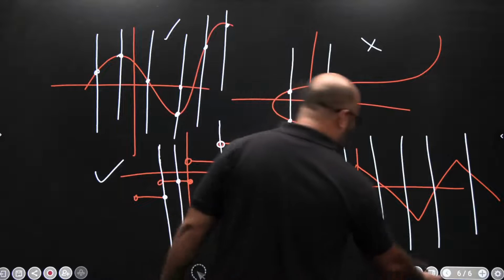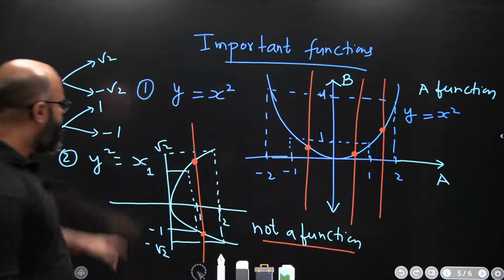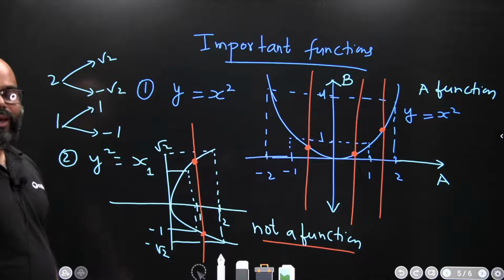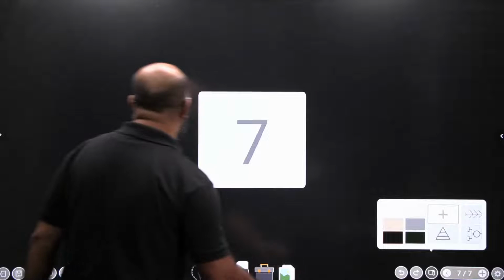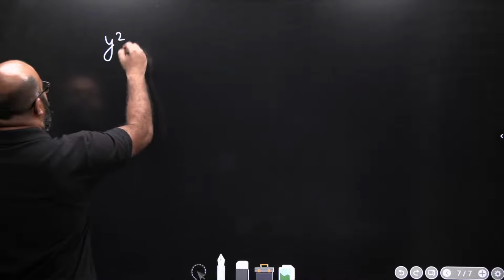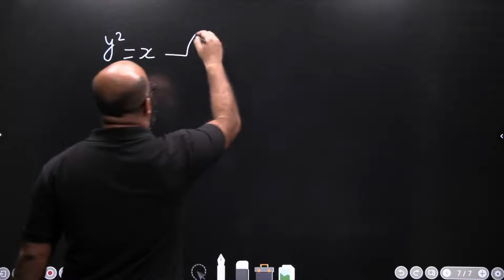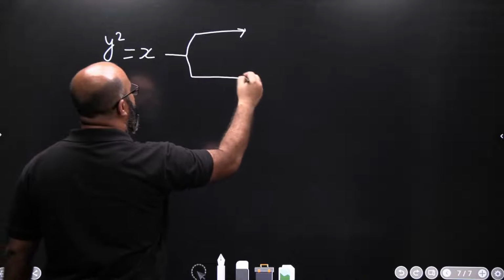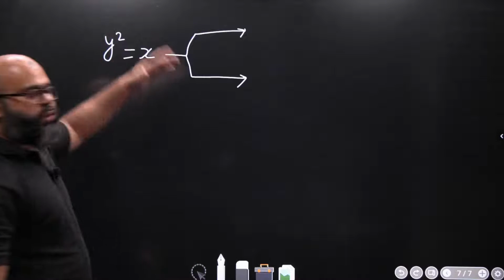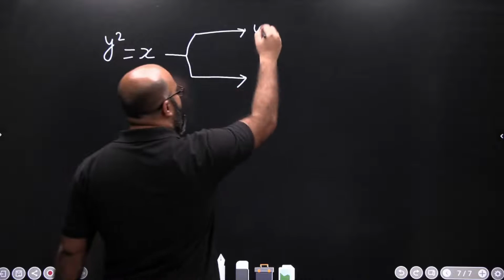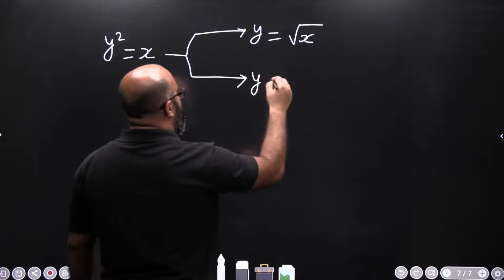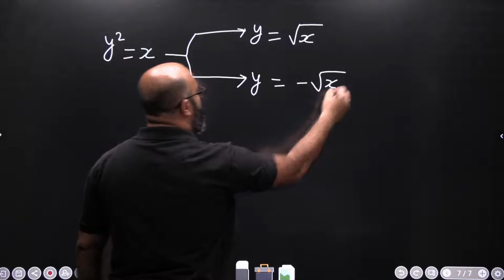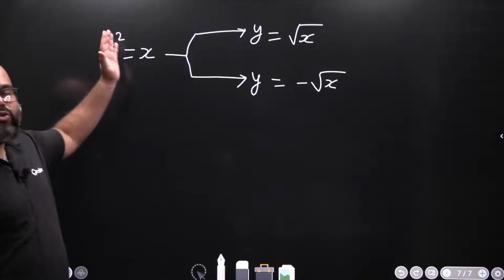Now if we take the previous example, y square is equal to x, let us do some interesting work with it. y square is equal to x will give you two different situations. If you remove the square from here, you will get y is equal to square root of x, or you get y is equal to minus square root of x. Two different situations as you are removing the square.